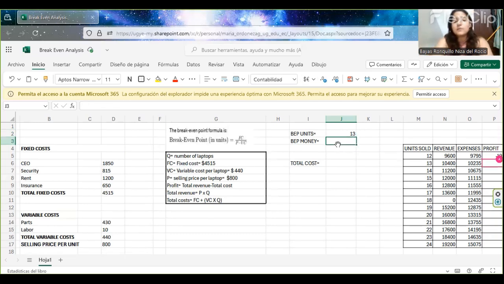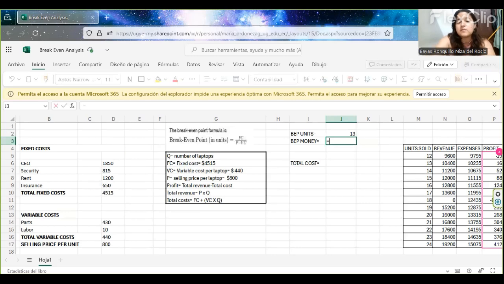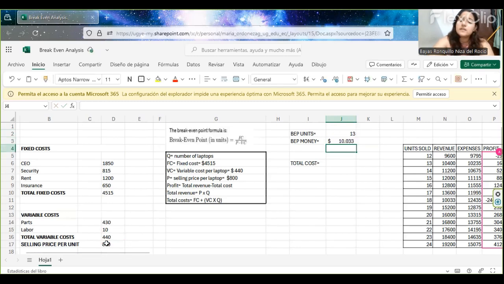So how do we know the total in money, okay? The revenue in money, the formula, equals the break-even point in units multiplied by the selling price per unit. So the revenue of this is going to be $10,033. Yes.